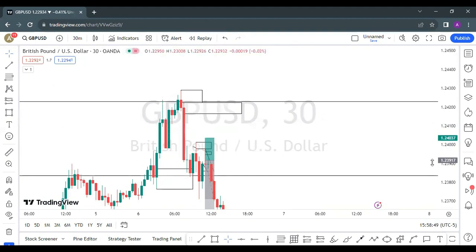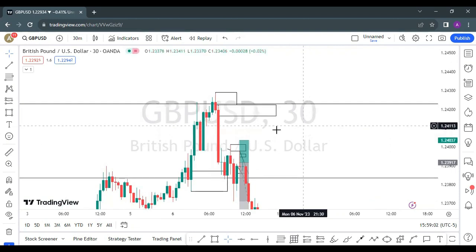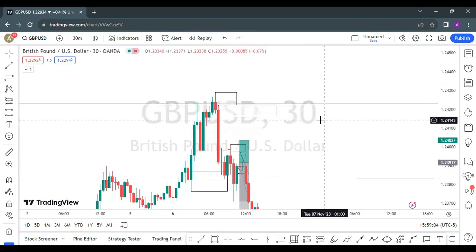So when market moved down, I highlighted the wick. So when market came back to mitigate that wick, that was when I entered, but market took me out. Good. Remember, this is 30 minutes.